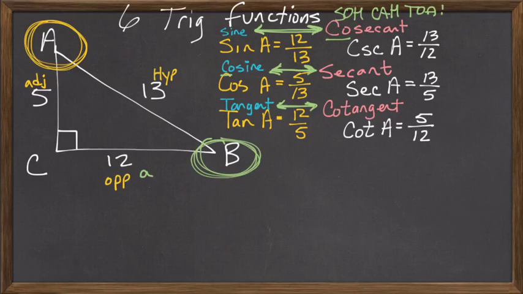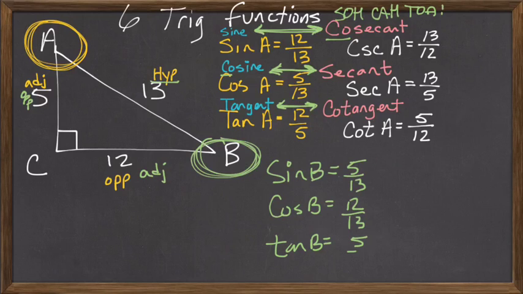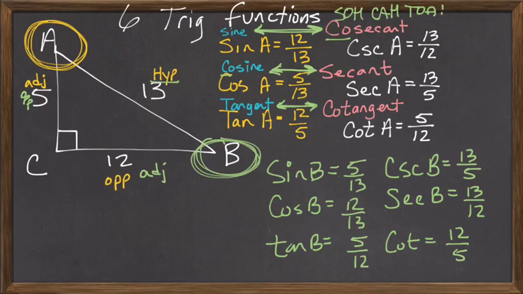So if I ask you to find all the trig functions from angle B, we just have to relabel real quick, so that 12 is the adjacent and 5 is the opposite. If I ask you to find all 6 trig functions of angle B, what would you do? Pause the video if you want to test yourself, but I'm going to keep going here real fast. Sine of B will be 5 over 13. Cosine, adjacent over hypotenuse, would be 12 over 13. Tangent of B is opposite over adjacent, which is 5 over 12.